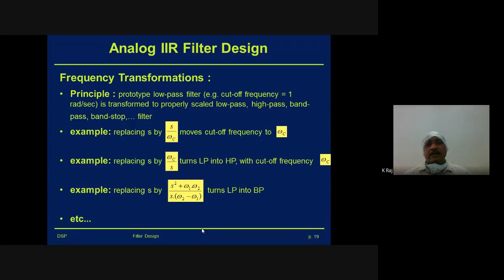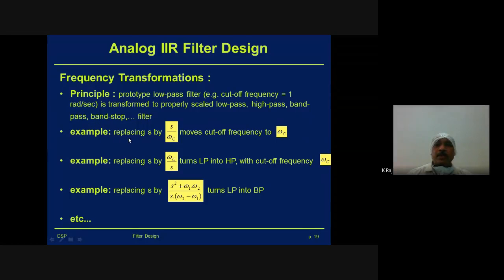Now, suppose we have designed a low pass filter, and we are interested to transfer that filter to another cutoff frequency, or towards the high pass or the band pass, band reject, etc. Then how will the frequency transformation take place? For that purpose, we develop a prototype low pass filter having a cutoff frequency of 1 radian per second, and then it is transformed to the properly scaled low pass, high pass, band stop, or a particular range of the cutoff frequency here.